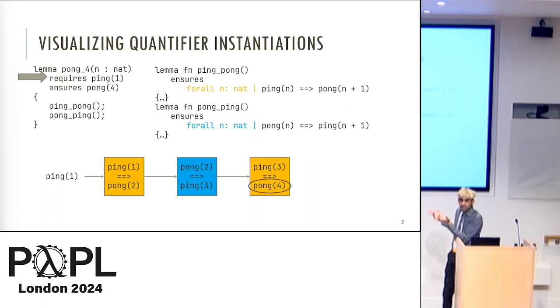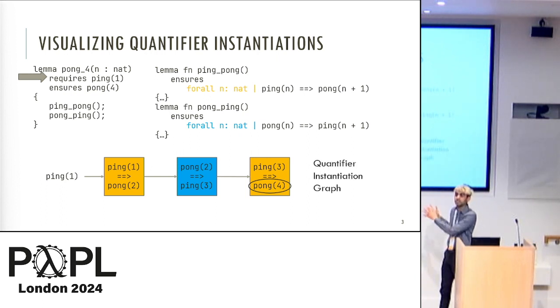And what the quantifier instantiation graph is really capturing is this causality of this search, right? This is a relatively straightforward example. There's not much of a graph here, but in general, this search process is a much more complicated DAG that captures what instantiations are happening and what is causing those instantiations to happen.